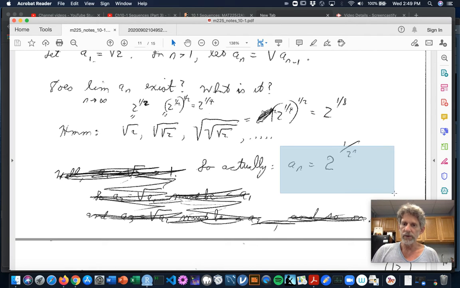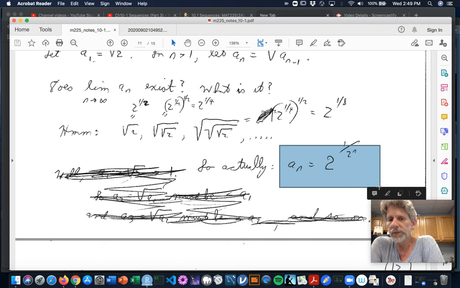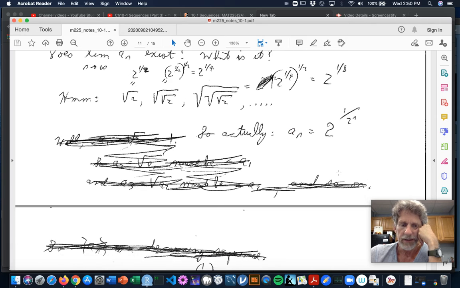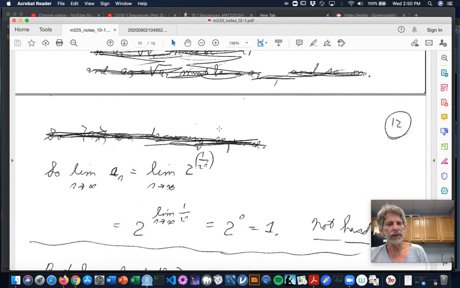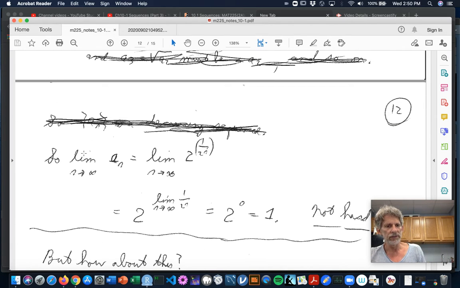In general, we've got a formula for the general term. We don't need the builder rule. We've figured out that for any n, a_n is 2 to the 1 over 2 to the n. And that makes it a lot easier to think about the limit of a_n. We can just think about the limit of that general term expression.